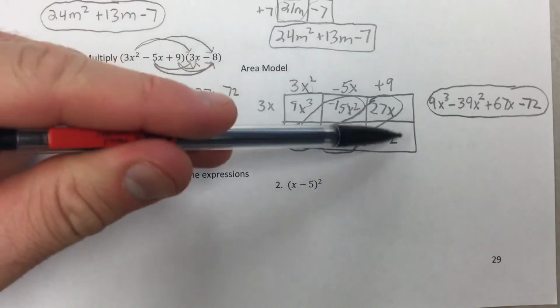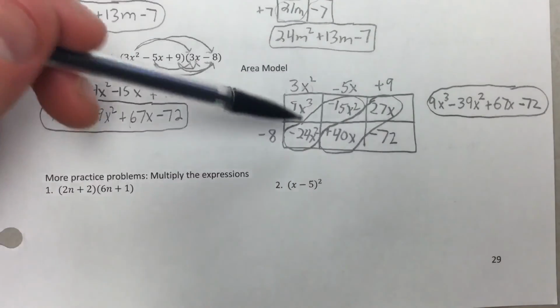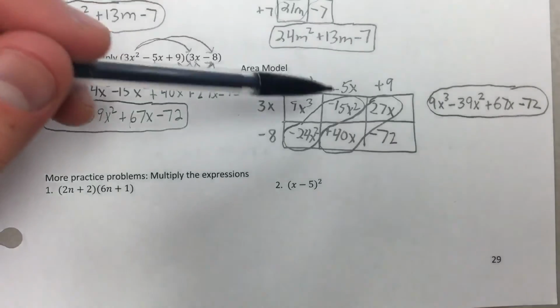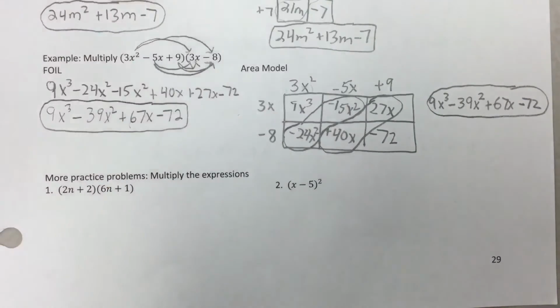I know I multiplied every term by what I needed to because all the area blocks are filled in, and I can also double check myself because my diagonals should be like terms, and if I find out that this wasn't an x squared for some reason, I would want to go back and check my work. So it's kind of a little bit of self-checking at the same time. So it's up to you what you want to use.